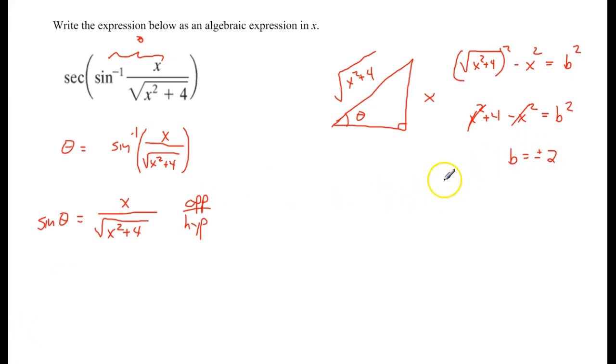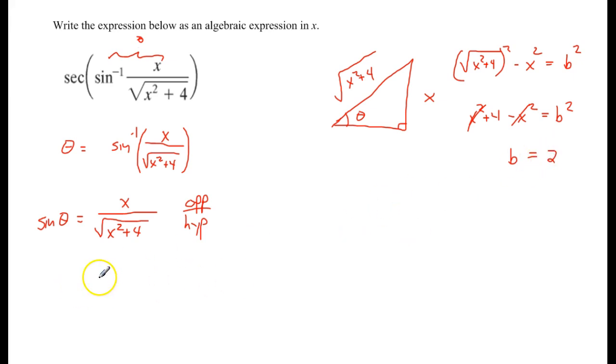This would matter if we were told which quadrant we were in or something like that, but because we're not, and because we're dealing with x here with a variable, the x will gobble up the sign, whatever x is will determine that sign. So we're going to take those plus or minuses away and just use the 2, and then let the x determine the sign. Alright, so b equals 2.